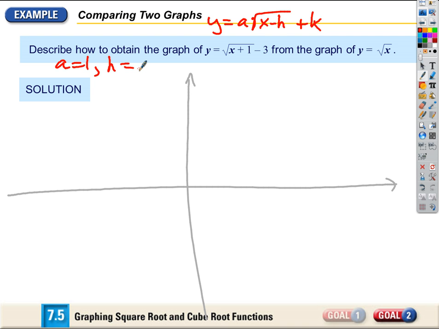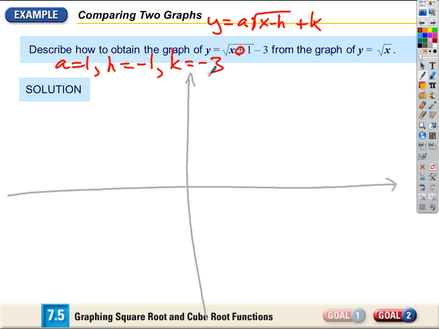What's h? One. Not 1, negative 1. Because it's the number that's being subtracted from x. And just like it's always been with the h's, it's going to be the opposite of that operation between x and the number, isn't it? Every time. So h is negative 1. What's k? Negative 3.